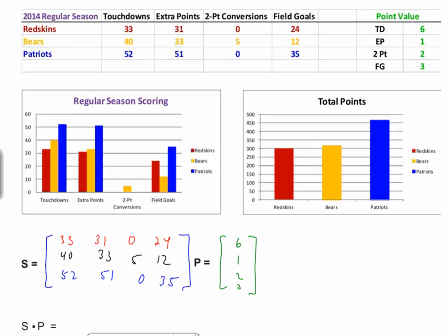Okay, so first matrix. Hopefully you agree that the scoring matrix has 3 rows, so it's a 3 by, and it's got 4 columns, so it's a 3 by 4. And you look at the second matrix, and it's got 4 rows and only 1 column.